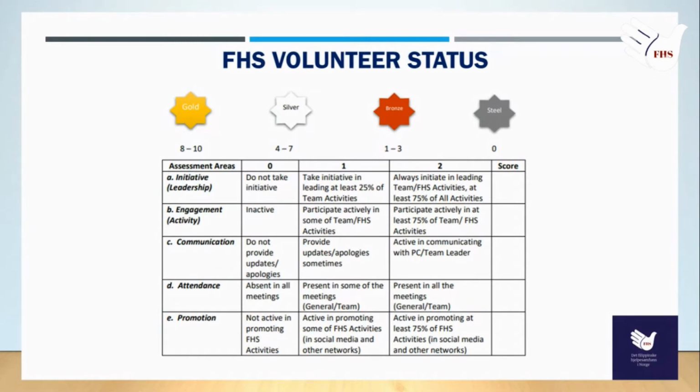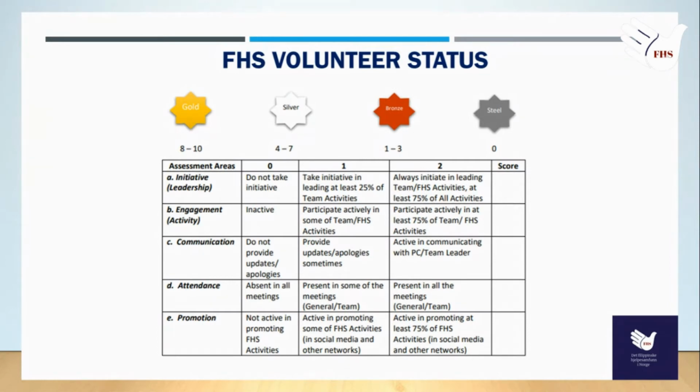If you are active in promoting FHS and its activities, in most activities, 75% at least, in social media and other networks, then you'll get a perfect score of 2. If you are doing this 25% to 74% of the time, then you'll get a score of 1. And if you are not active at all in promoting the FHS activities, then you'll get a score of 0.